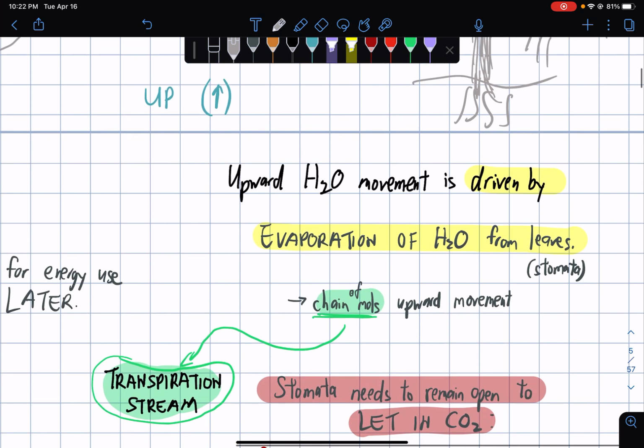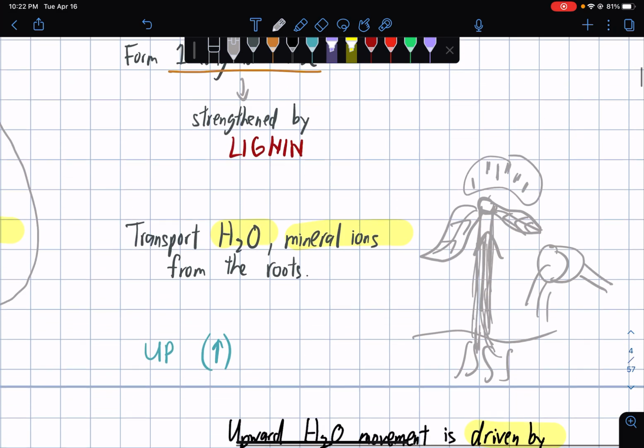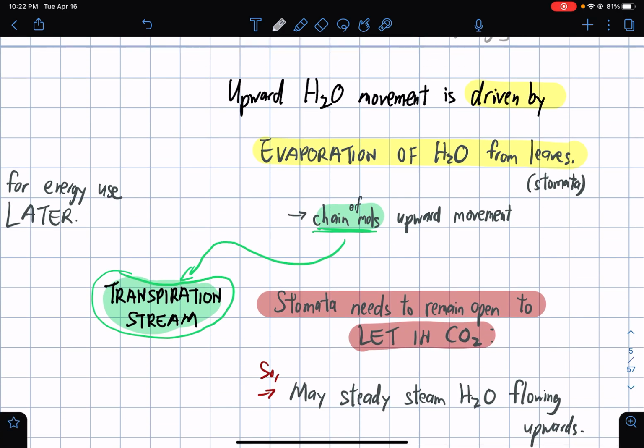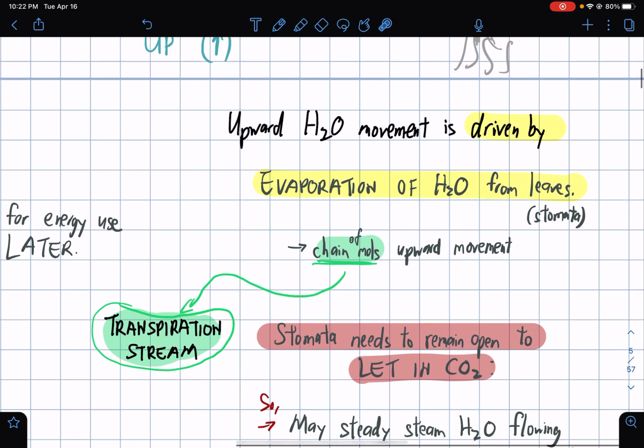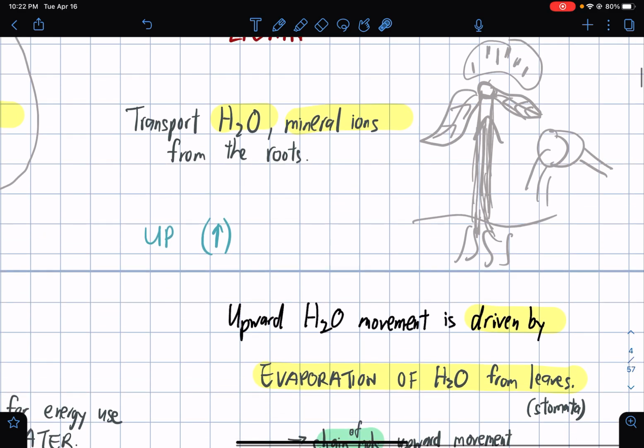Okay, and you can describe the phenomenon with the term chain reaction, since basically a chain of molecules generates an upward movement. This is called the transpiration stream. As water from below gets absorbed, water from above at the highest point, which is at the stomata of the leaves, has a high chance of being evaporated.